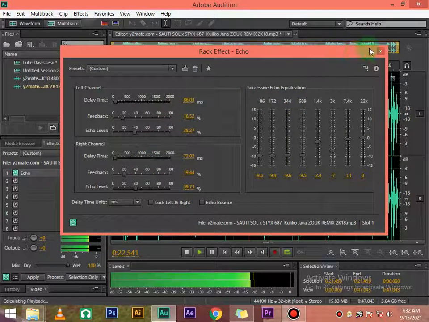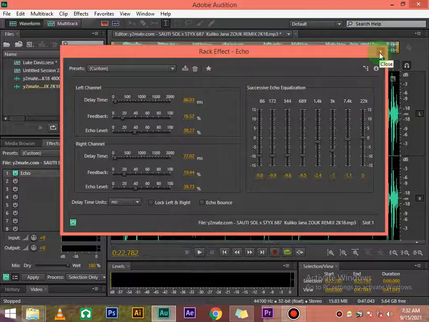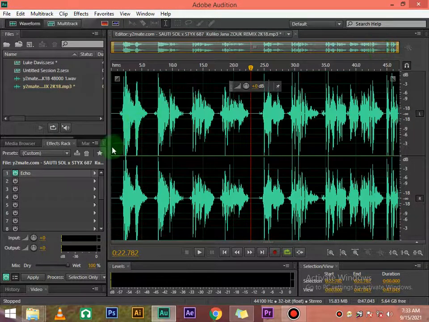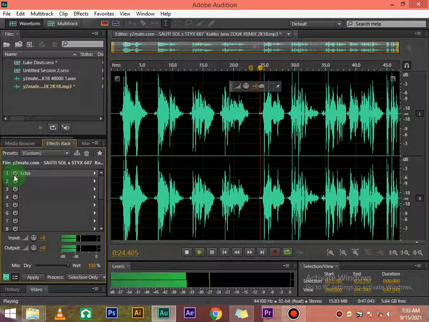Okay. So we can close after we are done with editing the echo. If you can see, the effect has been applied here. You can switch it off by toggling that, so the echo won't be applied.